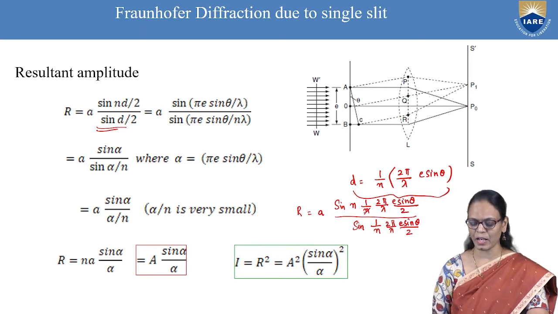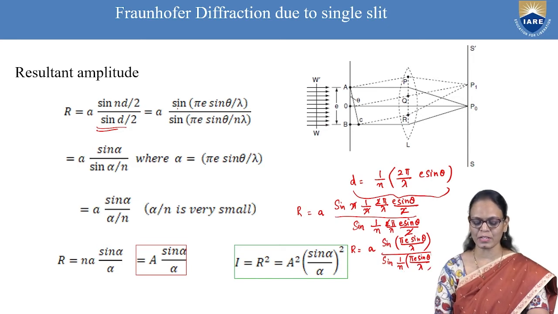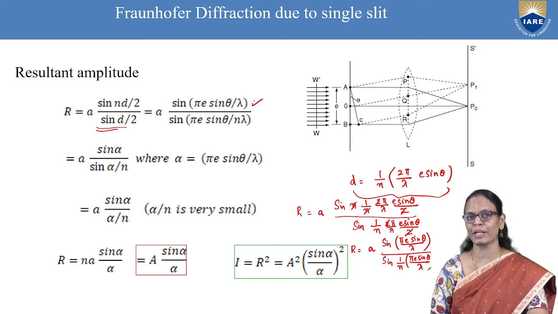So, what do we get here? n will get cancelled. 2 also will get cancelled. So, we are left with R is equal to A sine, in the numerator, pi e sine theta upon lambda. In the denominator, 2 gets cancelled, so we have sine 1 by n into pi e sine theta by lambda. So we are going to write sine pi e sine theta by lambda in the numerator, and in the denominator, we have sine pi e sine theta by n lambda. This is how we have calculated.